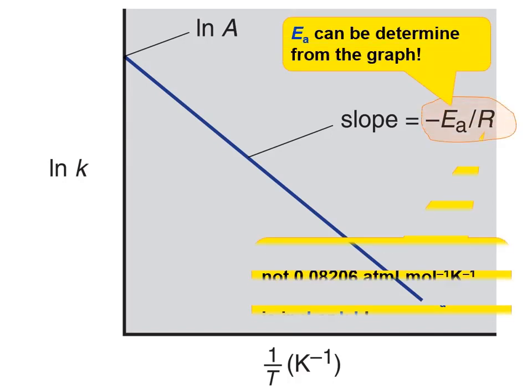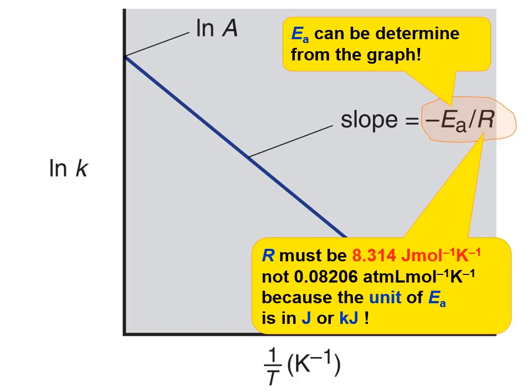And please remember, the value of the gas constant used must be 8.314 joules per mole per Kelvin. We use this value due to the unit of energy in joules or kilojoules.